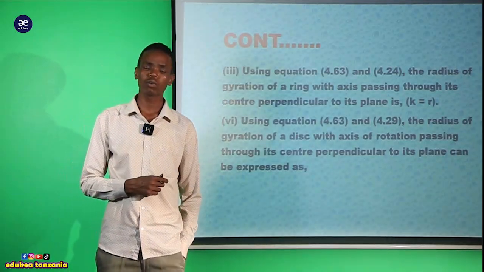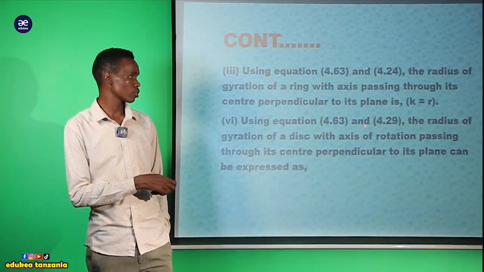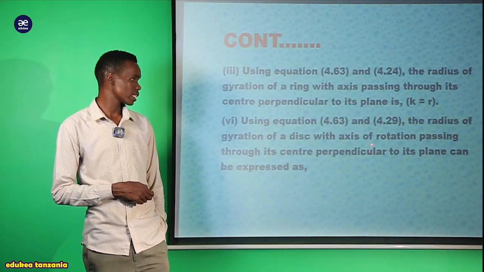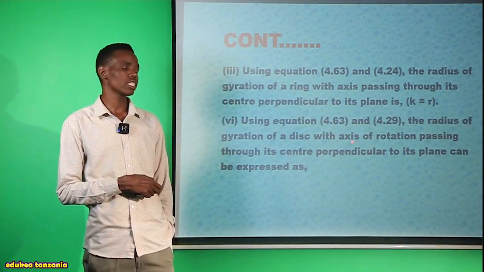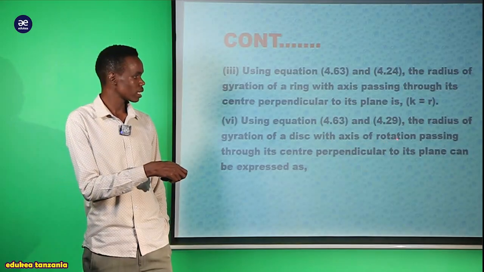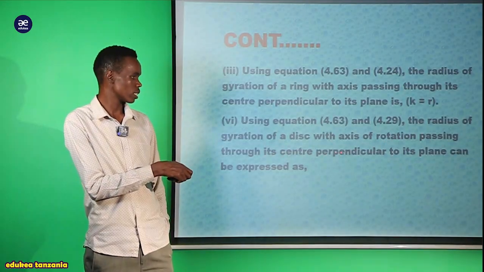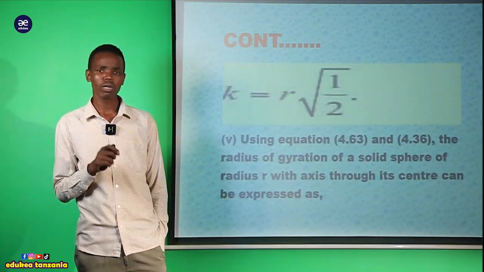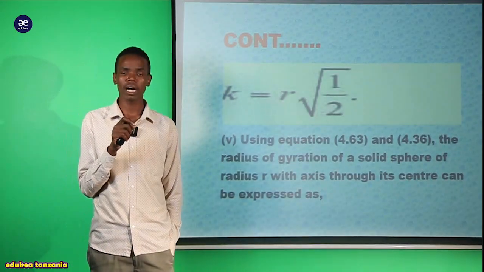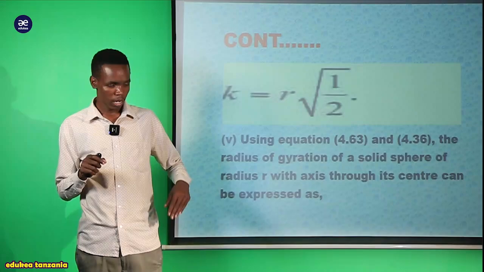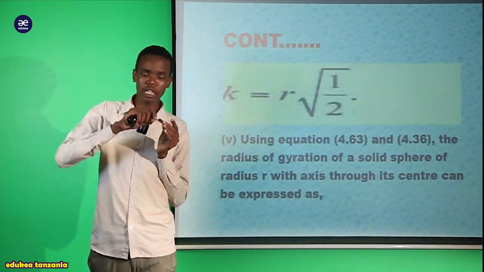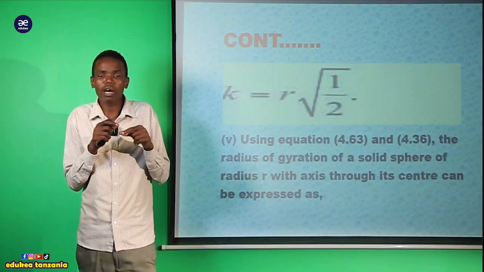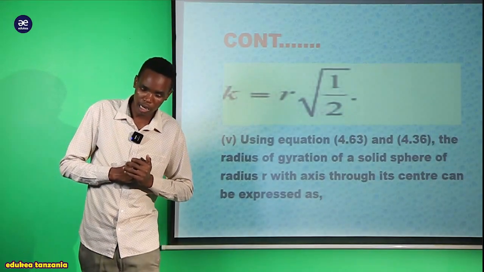So consider our equation number 63 and also equation 29 from our first topic. Now we say that the radius of gyration of a disk with the axis of rotation passing through its center perpendicular to the plane can be expressed by this one. We will get the radius of gyration by considering the moment of inertia of the disk together with the moment of inertia of the disk that involves the radius of gyration.